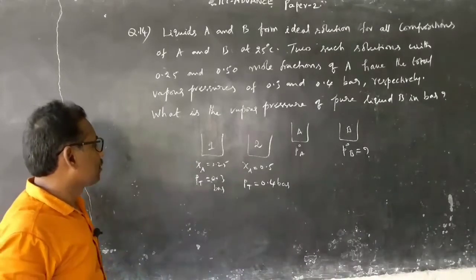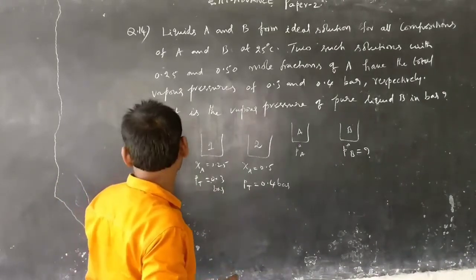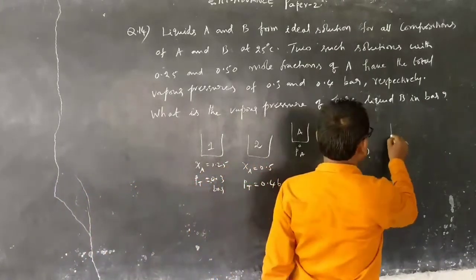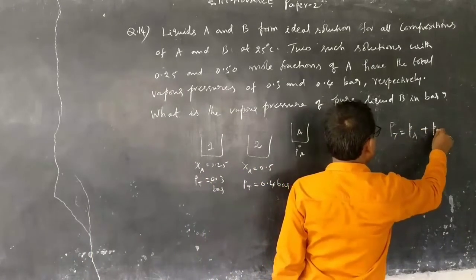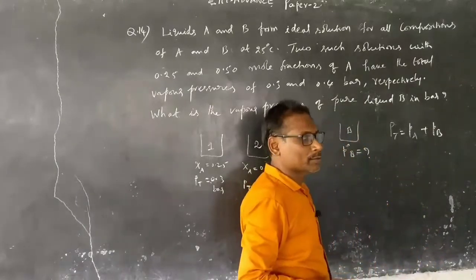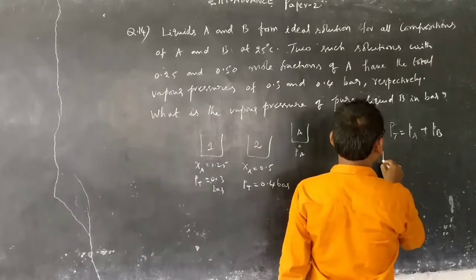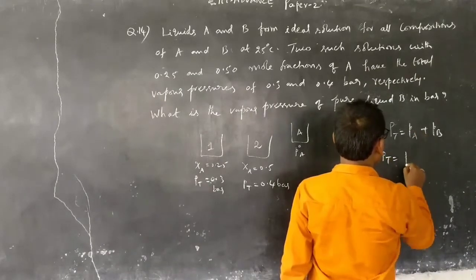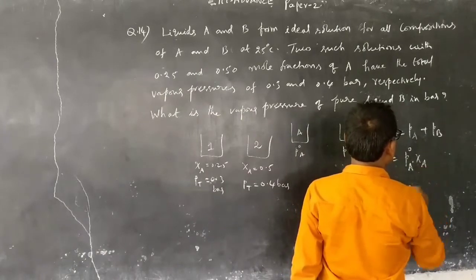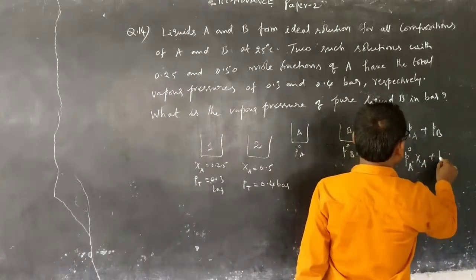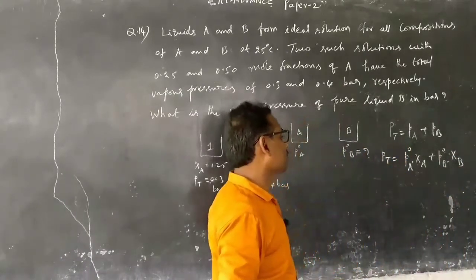So what is the total pressure? Normally, the total pressure of the solution is given by the pressure of A plus the pressure of B, that is, the partial pressure of component A and the partial pressure of component B. In case of partial pressure of A, we can write P0 of A into XA, and in this case P0 of B into XB. This is the expression we know normally.